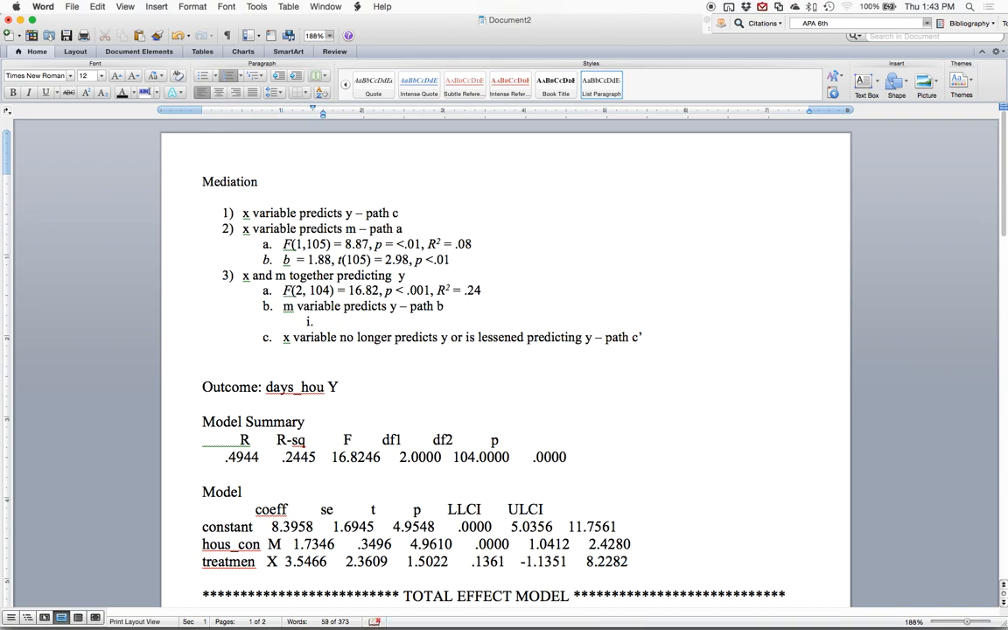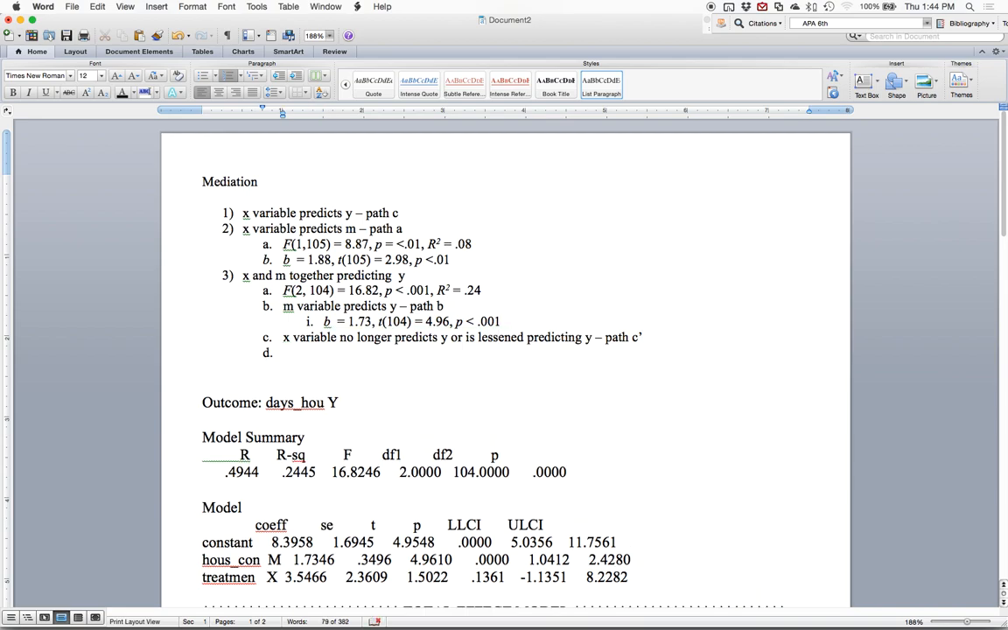Now what about M by itself? Does it predict Y? That's an important part. And it does. So lowercase b is 1.73 here, so this is B. So for every 1 housing contact, we're getting 1.73 days housed. T is going to be 104, because remember it's the second degree of freedom here, is 4.96, so here, and it is significant, which is good, because it has to be, so less than 0.01.